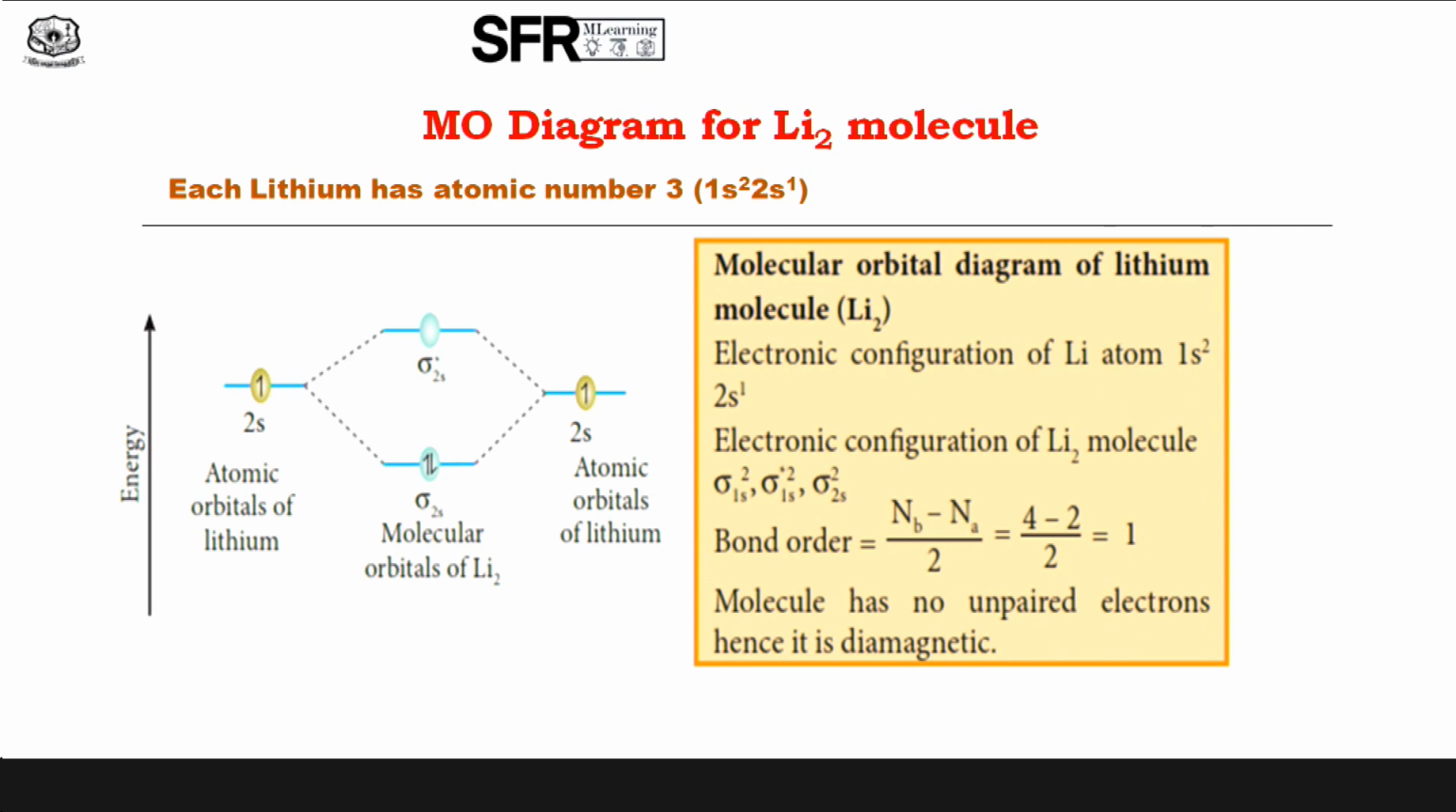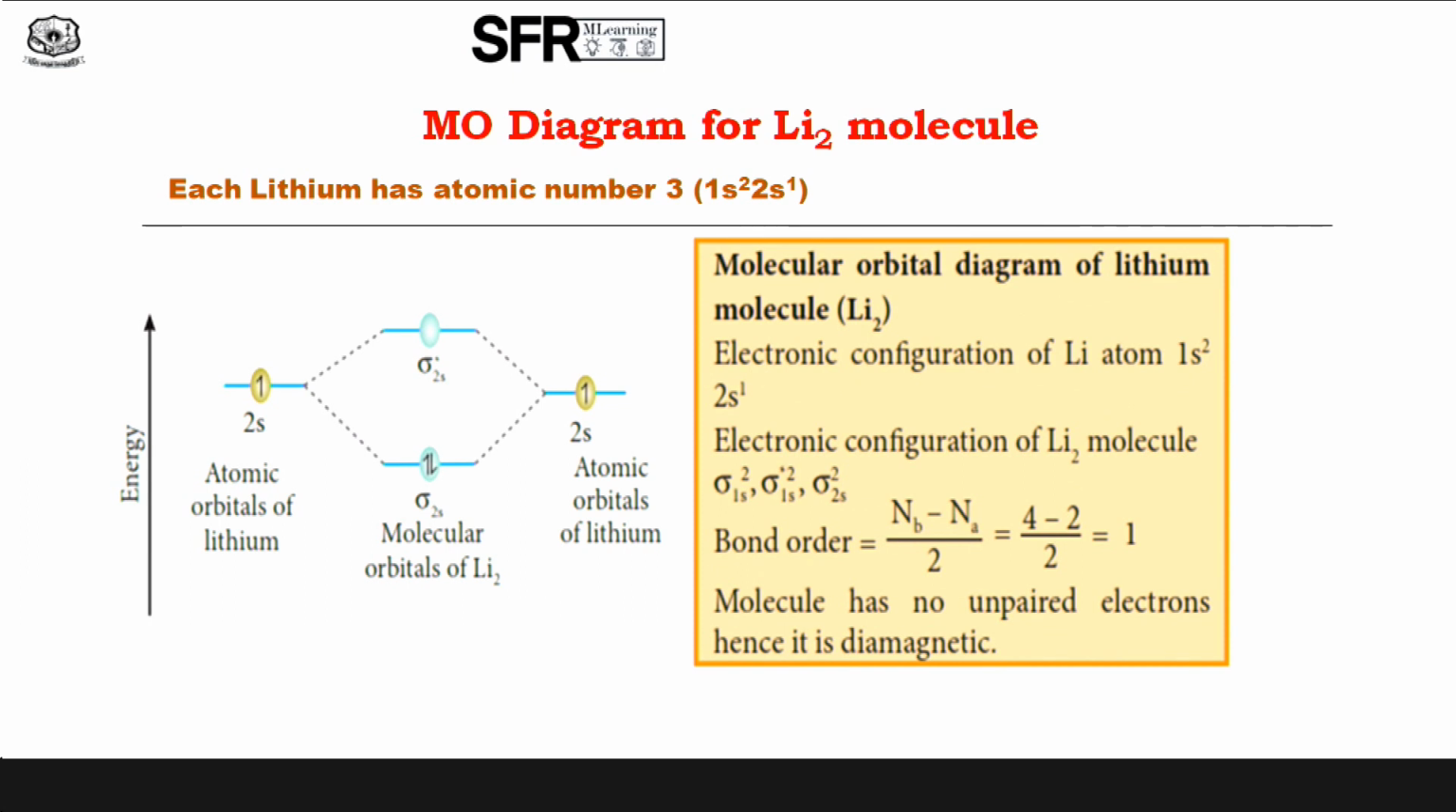Next, the MO diagram for the lithium molecule. The next atom is lithium. Lithium has atomic number 3 and its electronic configuration is 1s2, 2s1. In the MO diagram we don't need to represent all the atomic orbitals. The 1s orbital already has a completely filled shell, so we concentrate only on the outermost 2s and 2p orbitals. So we have to explain the MO diagram only for the 2s and 2p atomic orbitals.